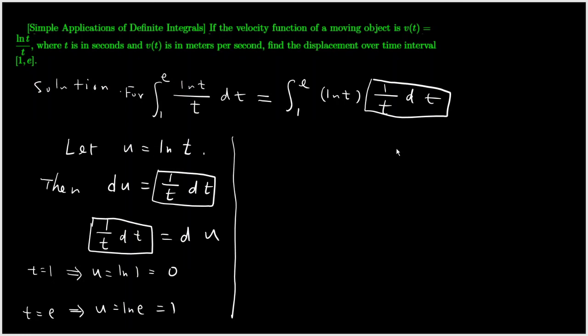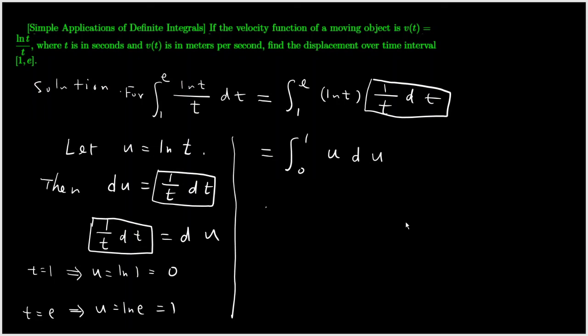Now we are ready to convert the given integral of t entirely in terms of a new integral of u. When t changes from 1 to e, u changes from 0 to 1. So the integral of u is evaluated from 0 to 1. Natural log of t becomes u, and then the whole thing in the box, 1 over t times dt, becomes du.